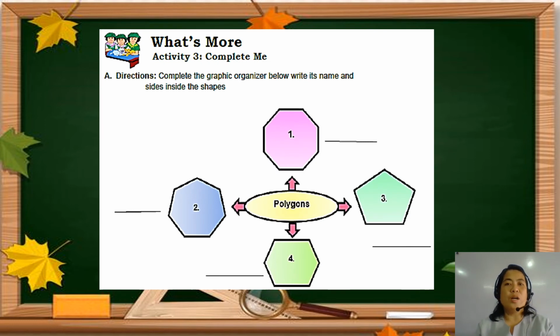Okay, let's go now. What's more? Activity 3, Complete Me. Letter A, directions: Complete the graphic organizer below. Write its name and size inside the shapes. So you will answer 1 up to 4.